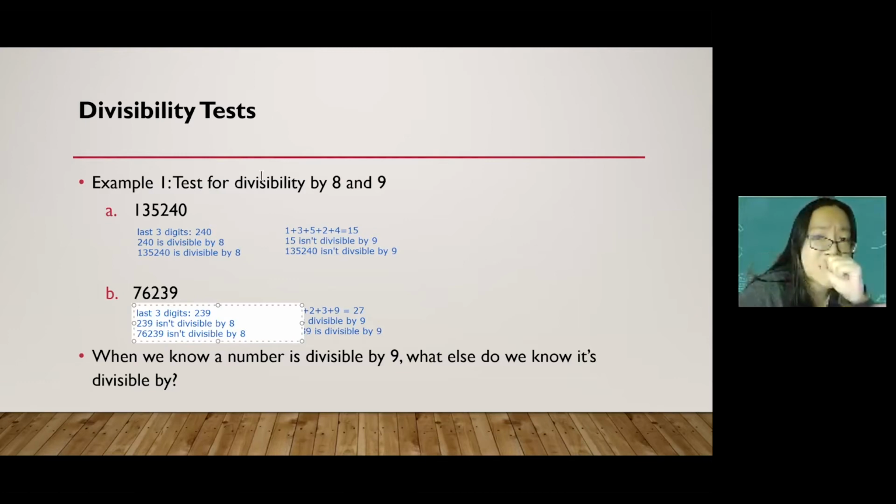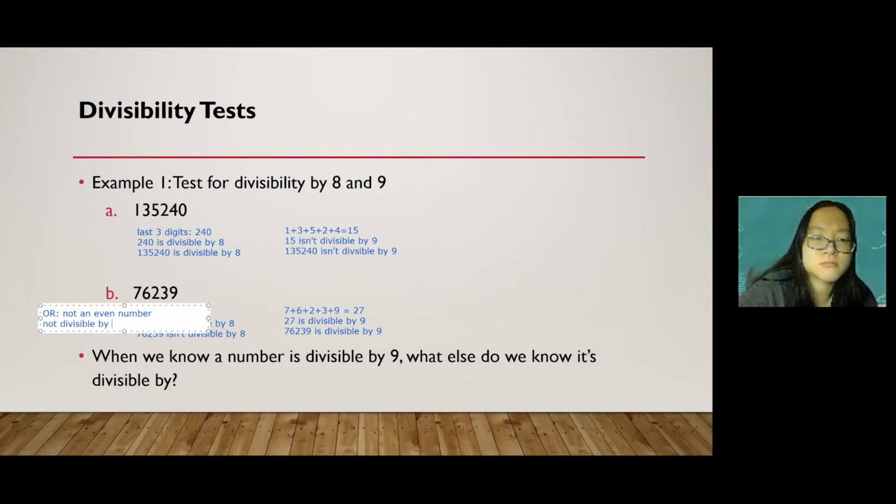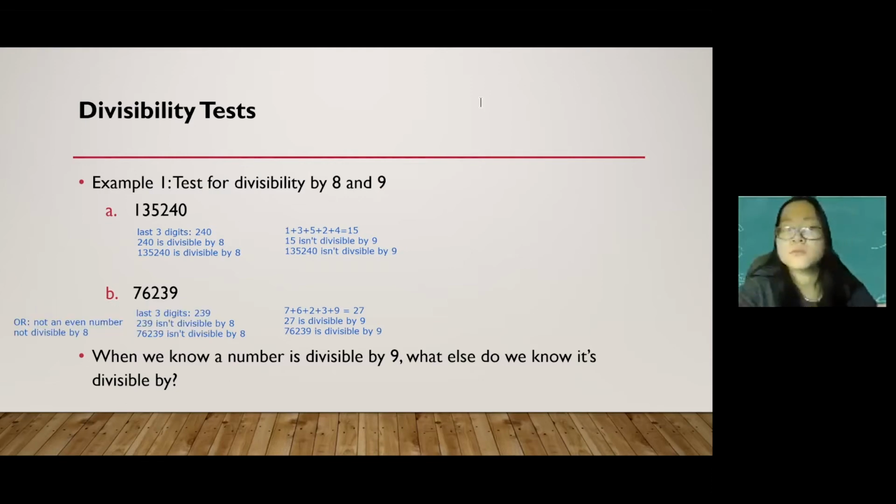Okay, so somebody said in the chat. Oh, okay, I thought somebody was answering, but no. Okay, that's okay. I'm sure somebody has a guess out there. When we know a number is divisible by 9, what else do we know it's divisible by? Okay, is this the answer this time? Okay, yes, so Matthias said 3.